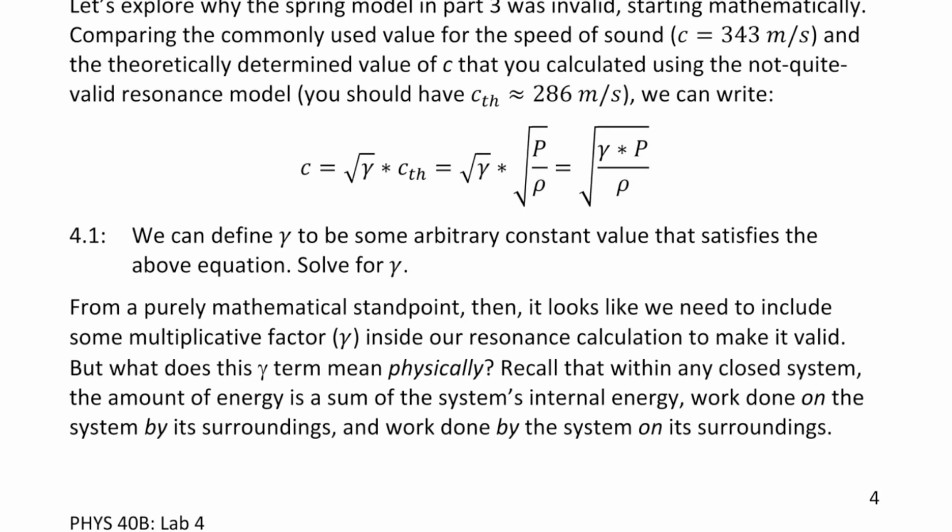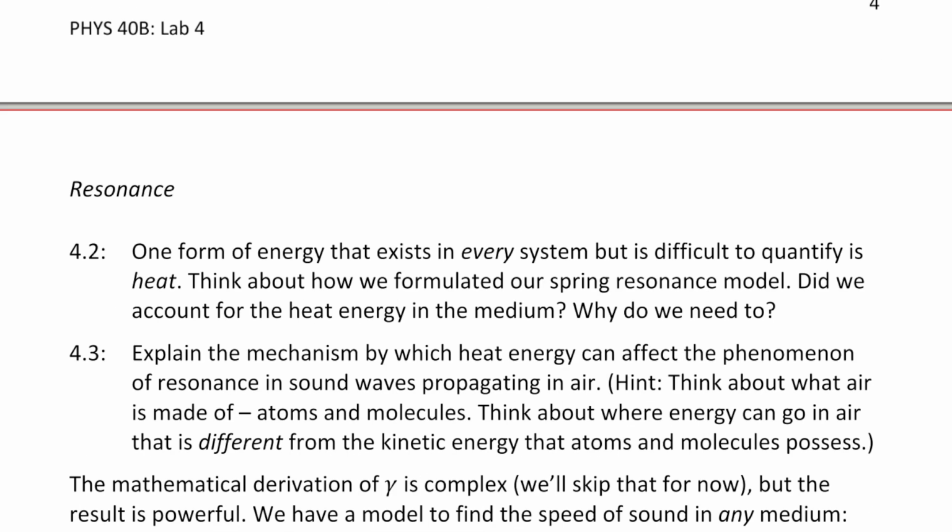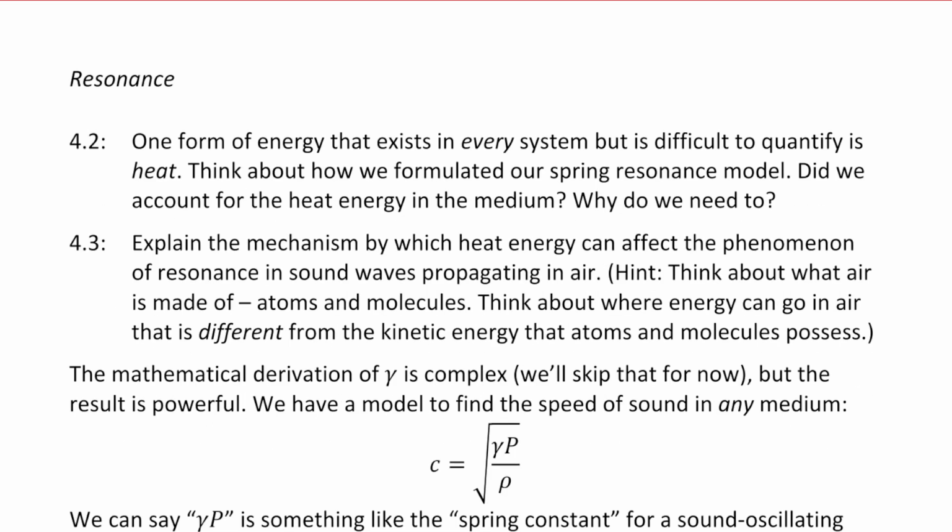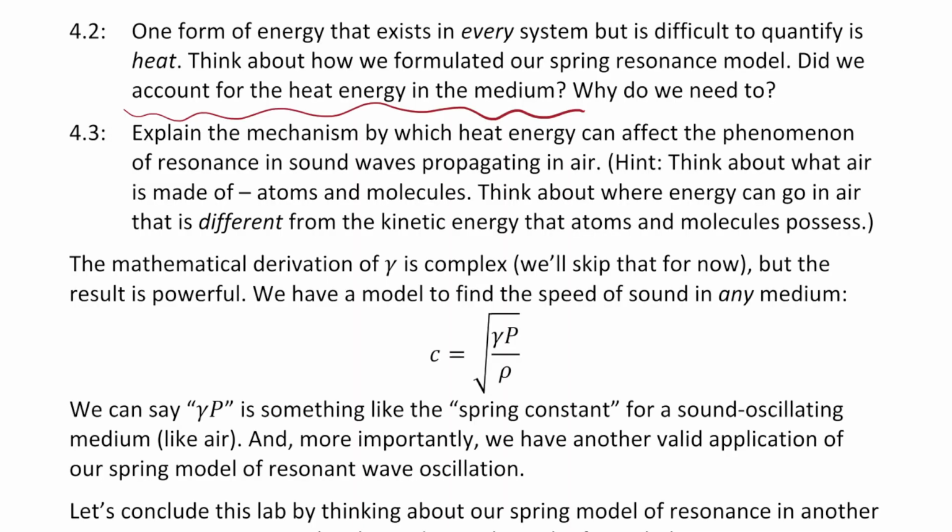The first one just gives you this equation for the speed of sound, and then they put this square root of gamma in front of it, where gamma is some constant, and they're asking physically what is gamma. The second part is that one form of energy that exists in every system but is difficult to quantify is heat. And then it's just asking, when we were thinking about the spring, did we account for heat energy in the medium? So that's one thing to consider.